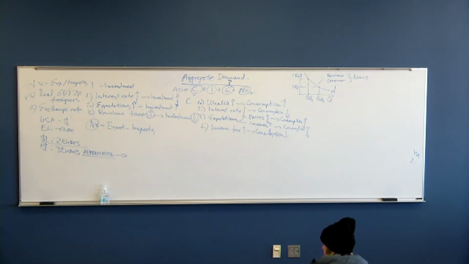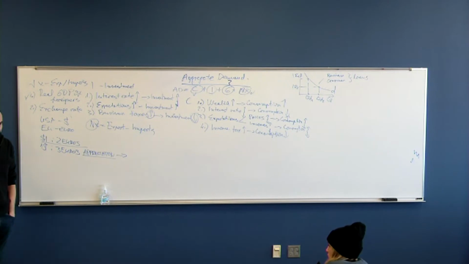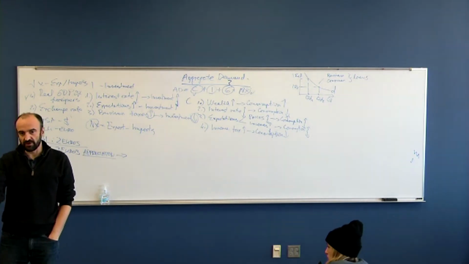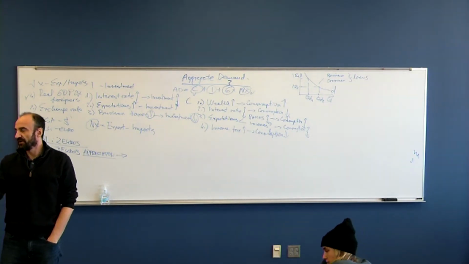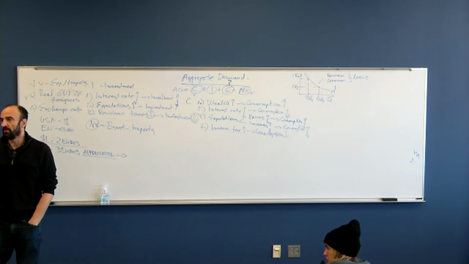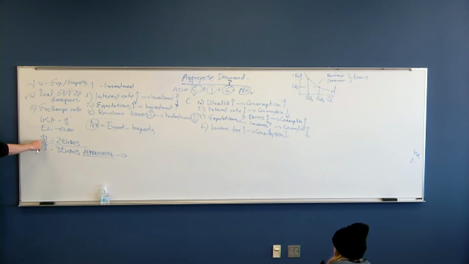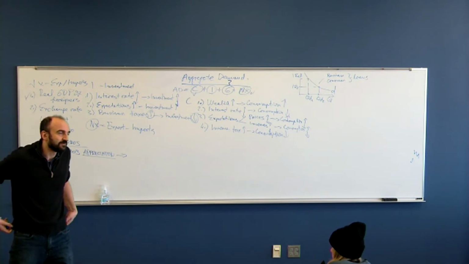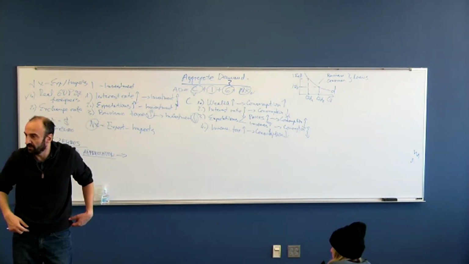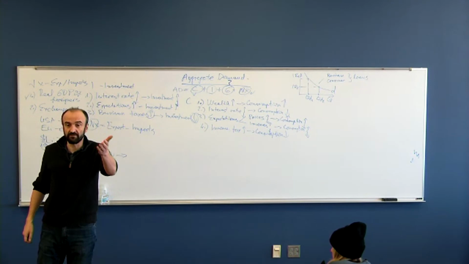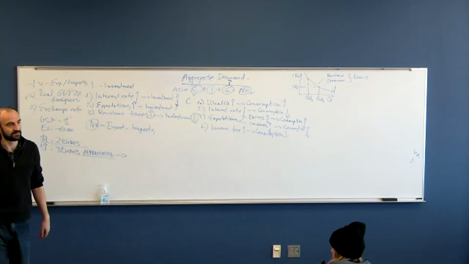So let's talk first about the export. What is the export? Europeans come to America, buy American stuff and ship it back home. So now, instead of having to pay 2 euros for $1 American, they have to pay 3 euros for $1 American. How will that affect European demand for American goods and services?